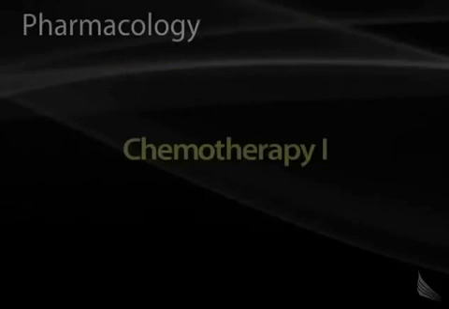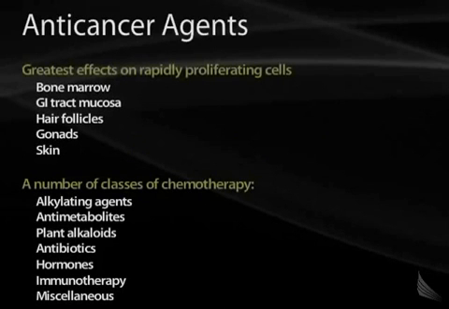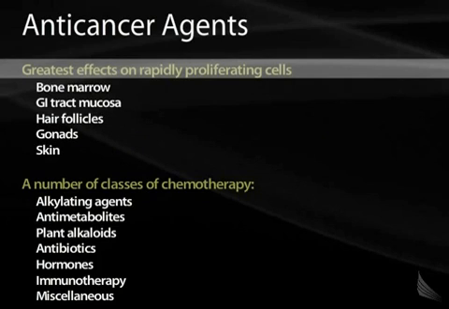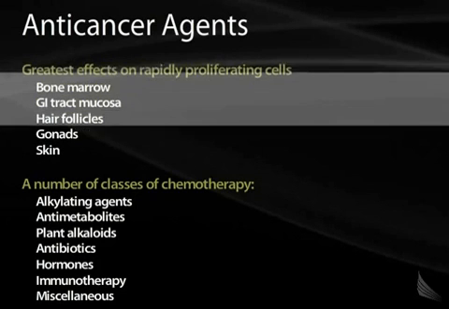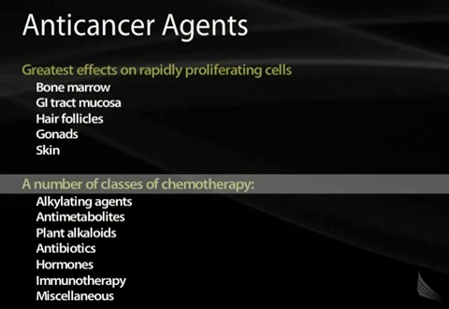In this next section, Chemotherapy I, we will go over certain types of chemotherapy medications, including antimetabolites and alkylating agents. In this section, we'll begin to discuss chemotherapy. Most anti-cancer chemotherapeutic agents have their greatest effects on rapidly proliferating cells, other than simply the cancer cells. And these rapidly proliferating cells include the bone marrow, the GI tract, hair, gonads, and skin. We will talk about a number of different classes of chemotherapeutic agents today, shown here.